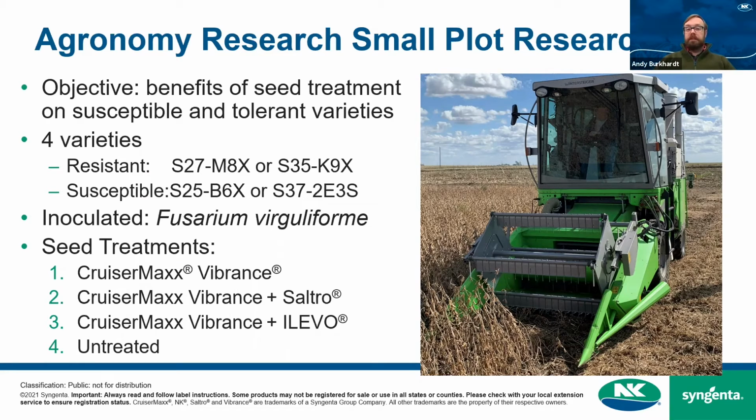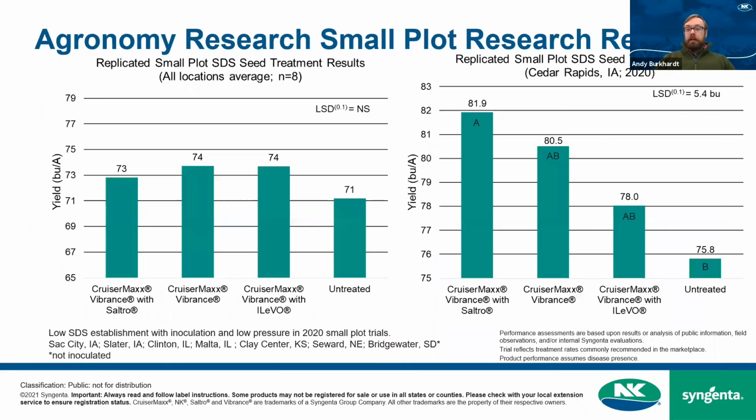So what did we see in the small plot trials? And the answer is, if you look across all trials, not much. All of the treatments did better than the untreated check, which shouldn't be surprising. However, at Cedar Rapids, Iowa, we did see a significant response. So there, Saltro significantly outperformed the untreated check by 6 bushels and on average performed better than the Alivo treatment by almost 4 bushels. While not statistically significant, I would say that's at least economically significant.